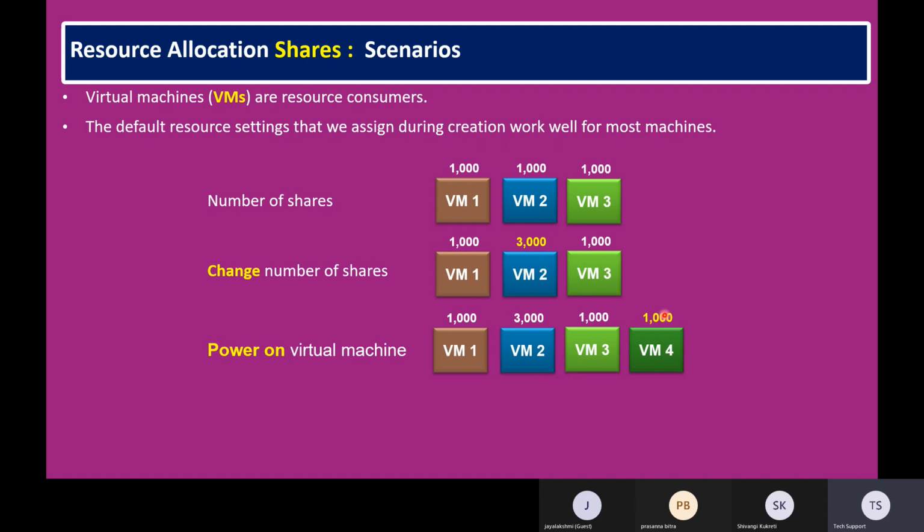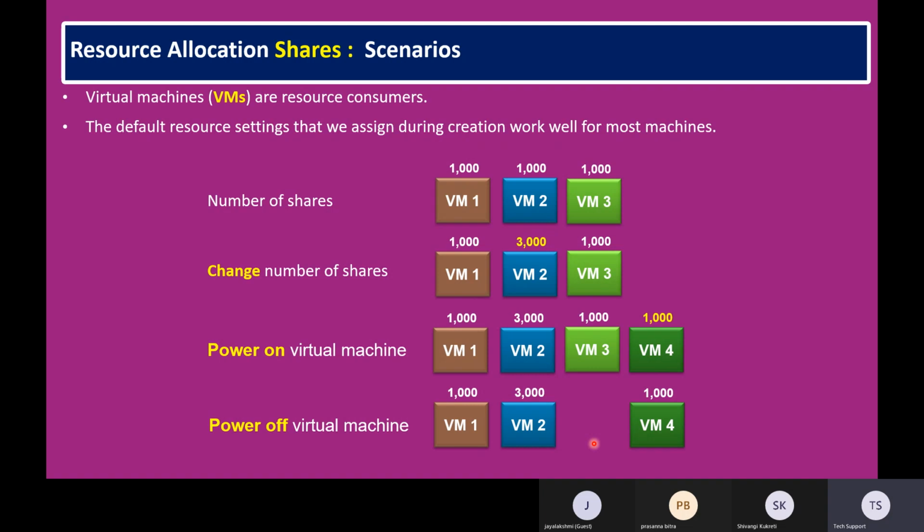Let's understand the fourth scenario. Here we have VM1, VM2 and VM4, but VM3 is in a powered off state. If the VM is powered off, its resource consumption will be blank at the ESXi host level; the resources are completely free because VM3 is powered off. When you power on VM3, that 1000 shares resource will again start consuming from your ESXi host level. That is the importance of resource allocation of shares.